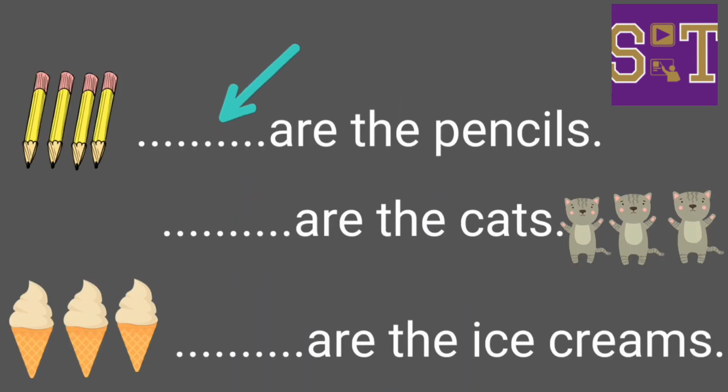Now tell me what comes here. Dash are the cats. What comes here? Dash are the ice creams. Now tell me what comes here. These or those.